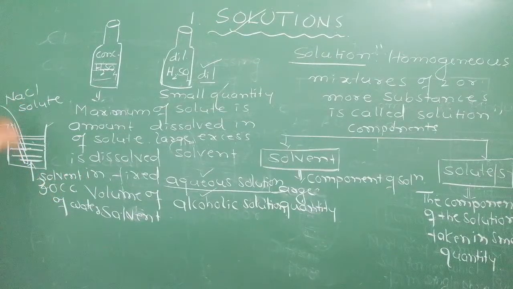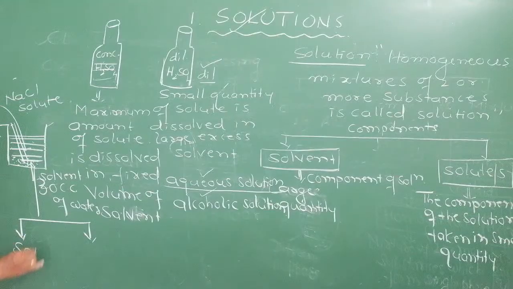And you go on dissolving sodium chloride in it, and a stage is reached when it cannot dissolve any more at a given room temperature. The solvent cannot dissolve any more solute, and even though you shake it well, the sodium chloride will settle at the bottom. Then we say that the solution, based on the amount of solute that can be dissolved in it, is of two types. About that we will be studying later.